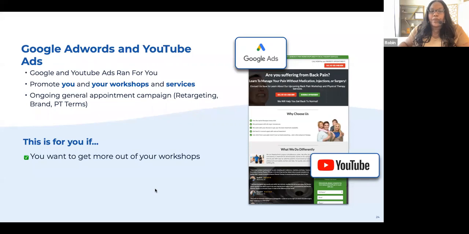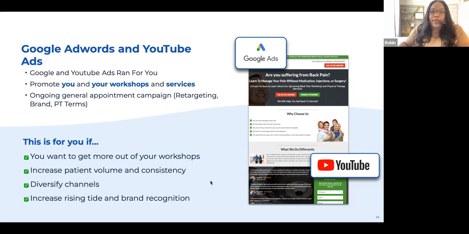And with Google, you want to get the most out of your workshops, so we definitely suggest layering on additional advertising. If you're doing offline media like direct mailers and things of that nature, we still suggest that you layer on Google Ads and YouTube. This will help you increase patient volume and consistency, and diversify the different channels that you advertise with. It'll also help increase the rising tide with brand recognition. So if they, for example, heard your radio ad or saw your direct mailer, and then they're trying to find you on search through Google, we can make sure that you pop up as well.